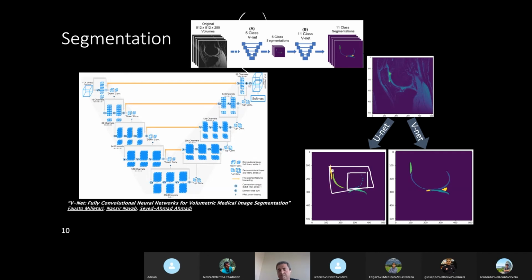So I do some cleaning, some post-processing on the segmentation. For example, I get the biggest connected component, and if there is a pixel here, a pixel here, a pixel there, I just delete it.